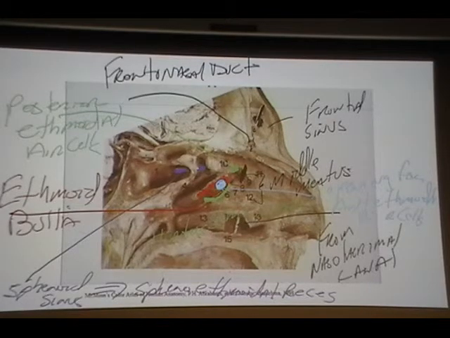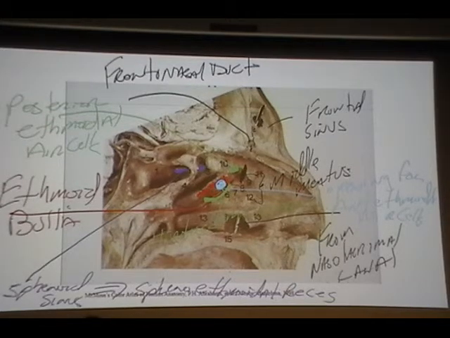Okay? So in the inferior meatus, the nasolacrimal canal drains. In the middle meatus, the frontal sinus drains, the anterior ethmoidal air cells drain, and the maxillary sinus drains. In the superior meatus, the posterior ethmoidal air cells drain; into the sphenoethmoidal recess, the sphenoid sinus drains.